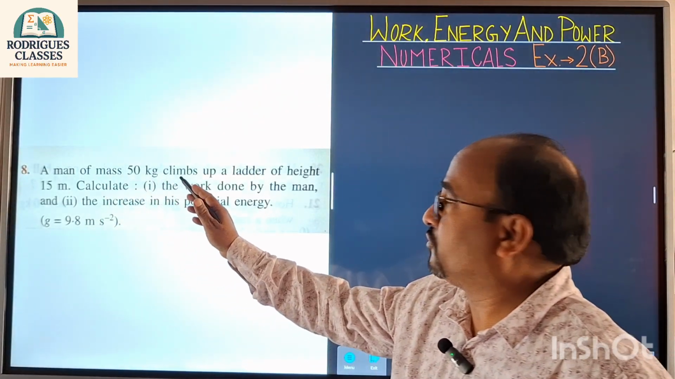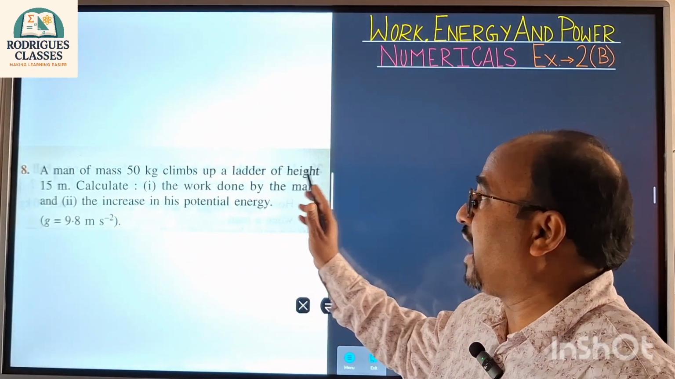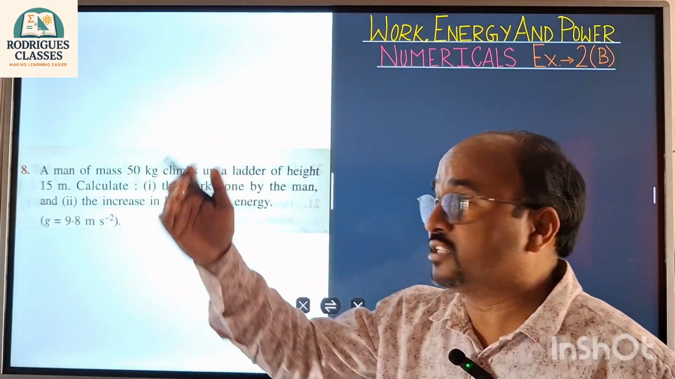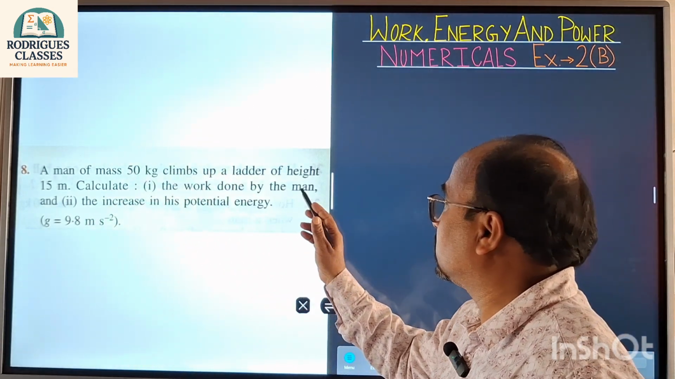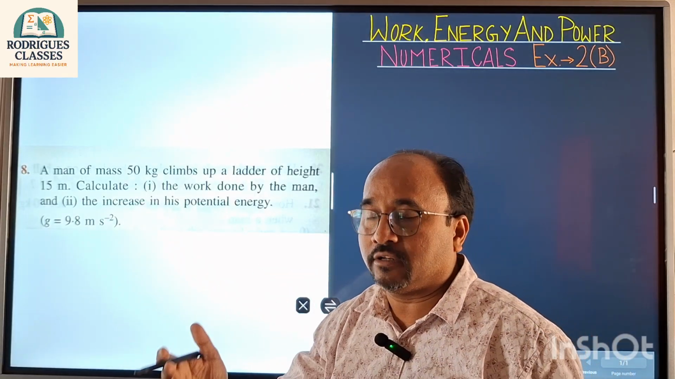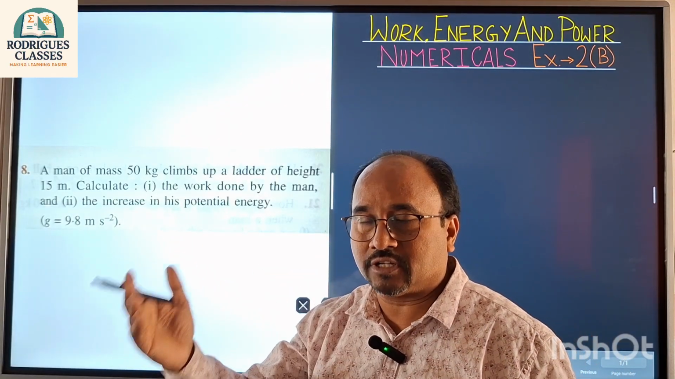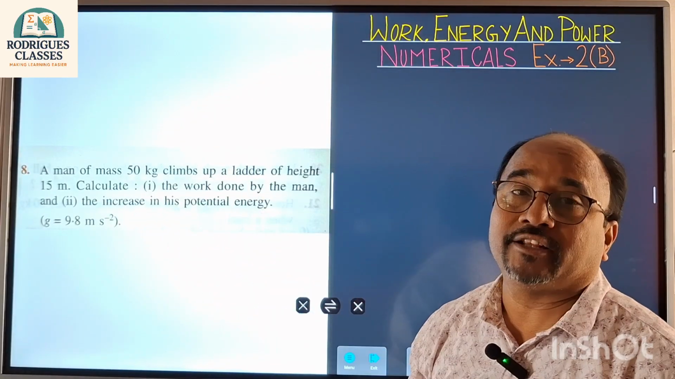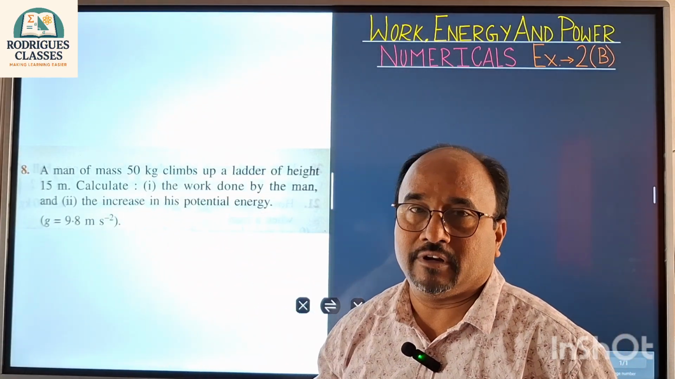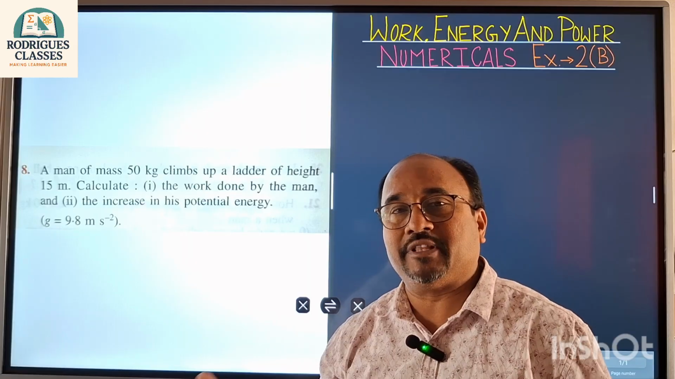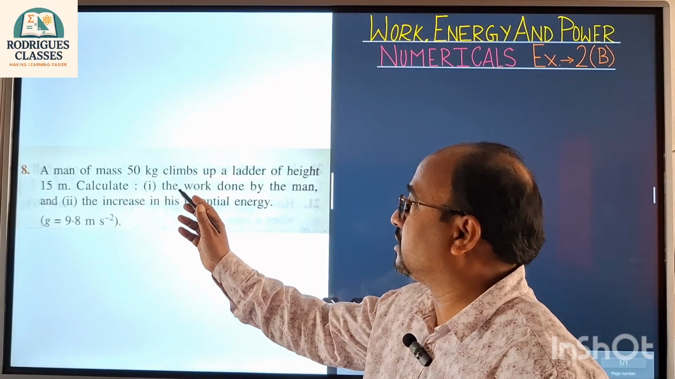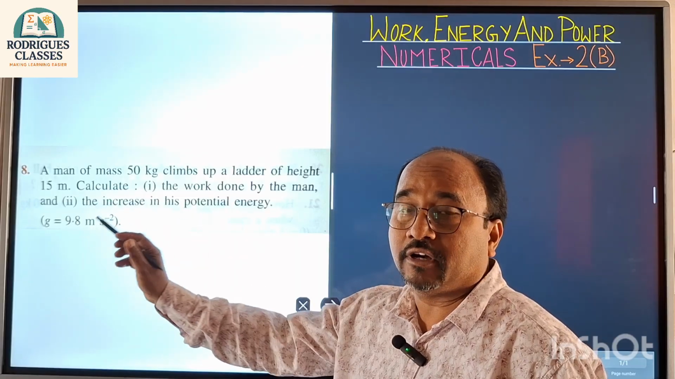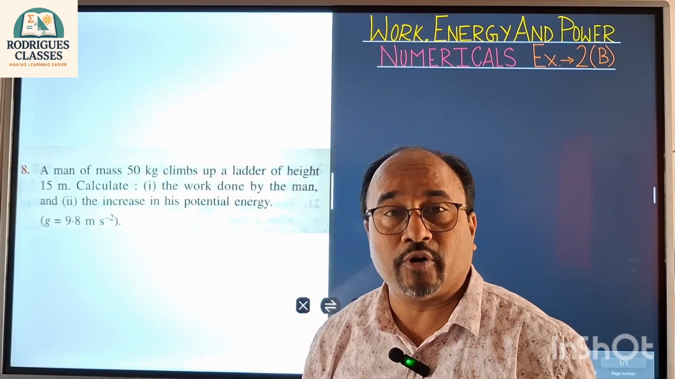Let us see numerical number 8. A man of mass 50 kg climbs up a ladder of height 15 meters. So he is climbing up, going against gravity. Calculate the work done by the man. So we have to find the work done. He is going against gravity. So it is the work done due to the force of gravity, and the increase in the potential energy. See, whatever work he will do, the potential energy increase will be that much only. So whatever result we get in the first one, the second one will also be the same result. And remember to see here g value is 9.8.